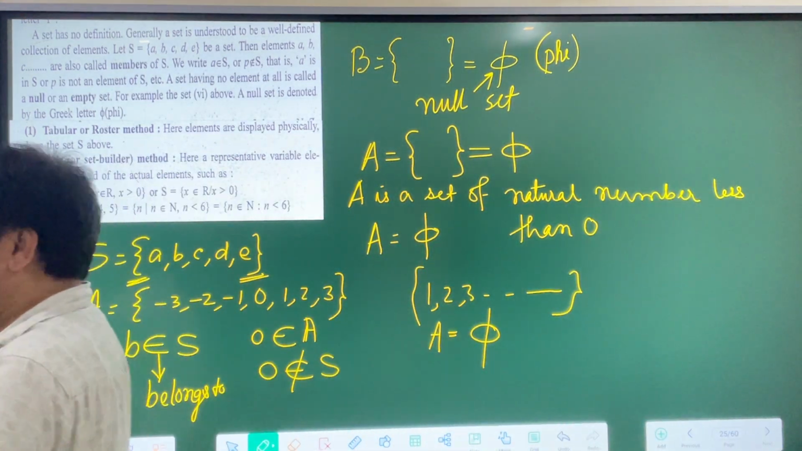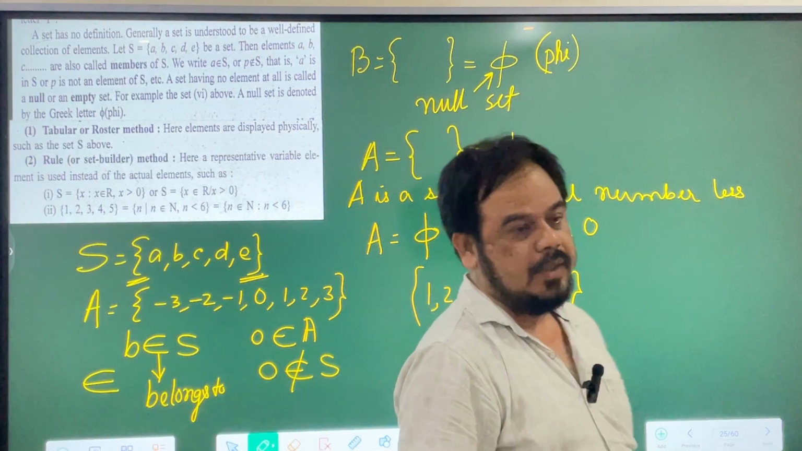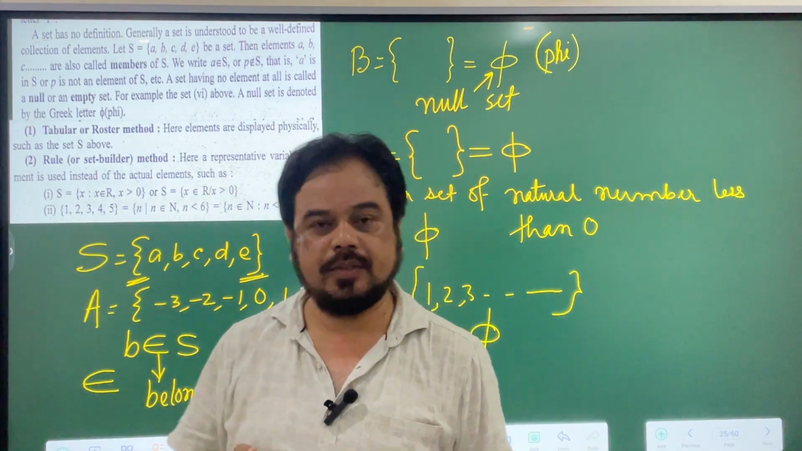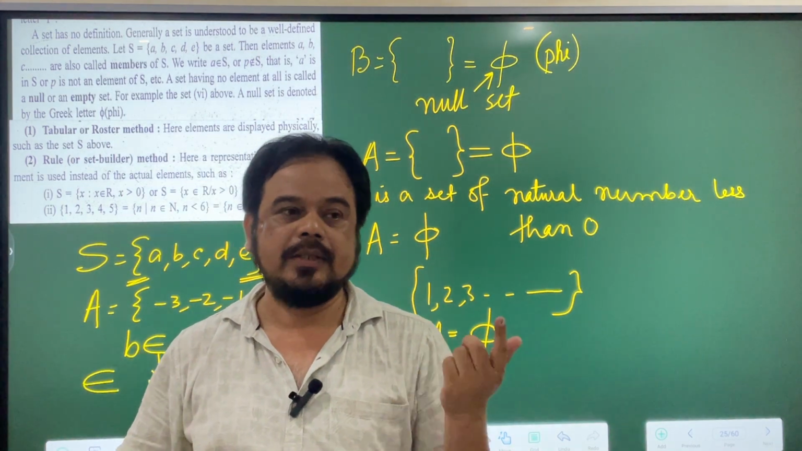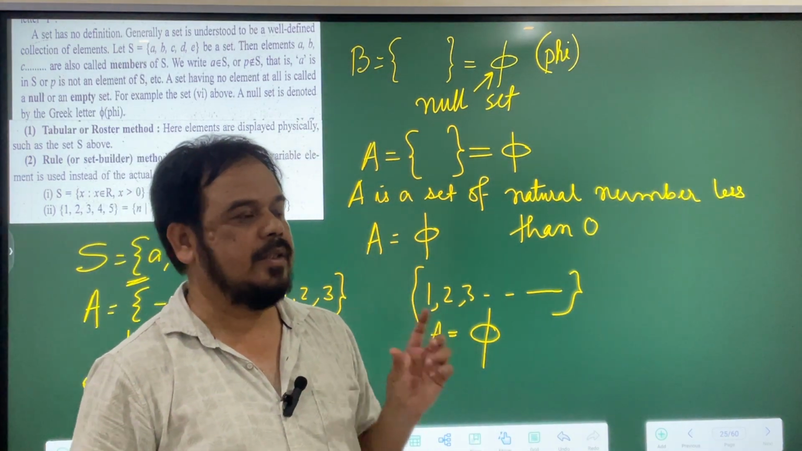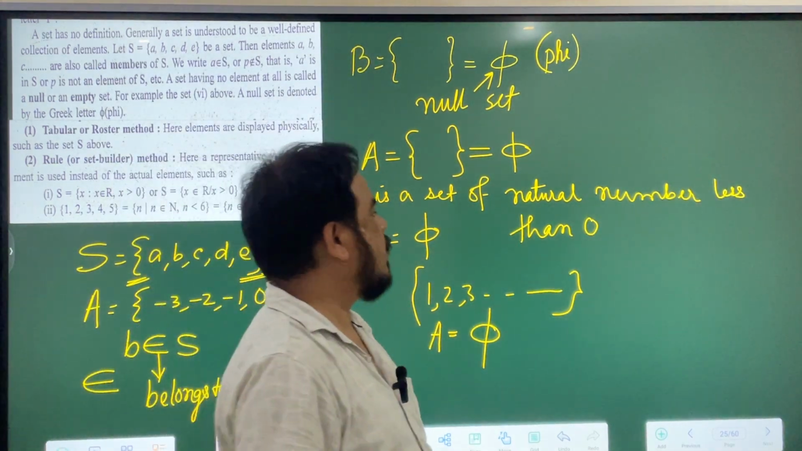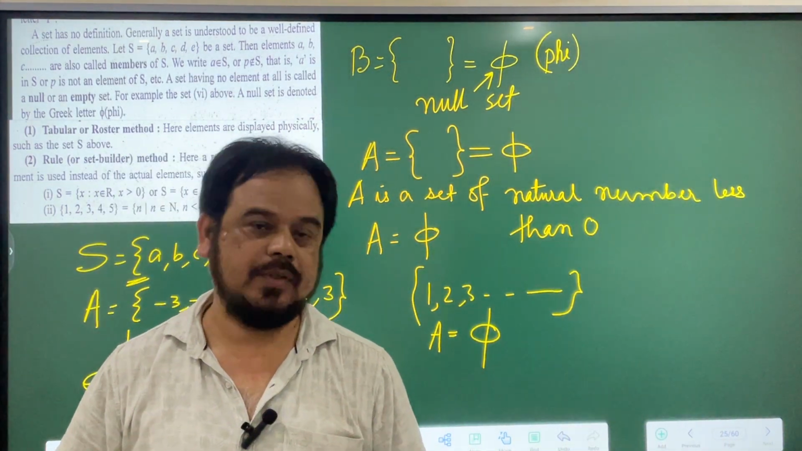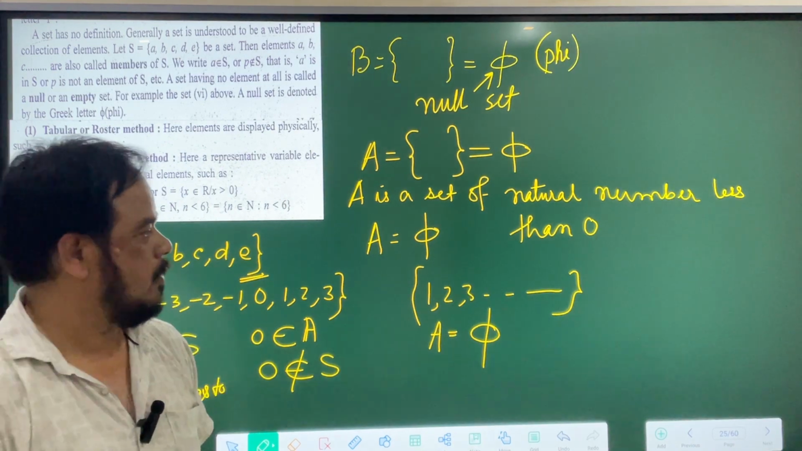So I hope you have understood what is set. Set is a well-defined collection of well-defined objects. If it comes in the exam to write the definition of set, it is very simple: set is a collection of well-defined objects. You have to use that word well-defined. Secondly, what is called null set? The set in which there will be no elements, not a single element, that set is called null set.